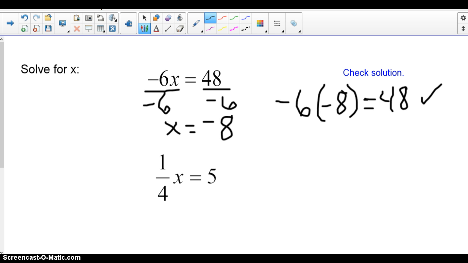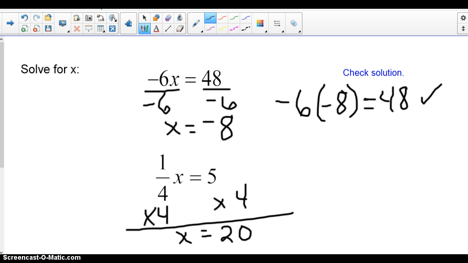Again, this being a division problem, to me it's just simpler to multiply by 4 on both sides. When we do that, 1/4 times 4 is equal to 1. 1 times x is x, and that leaves us 5 times 4, which is 20. And again, you can substitute that back into your original equation. Is 1/4 times 20 equal to 5? And yes, it is, and that solution also checks.